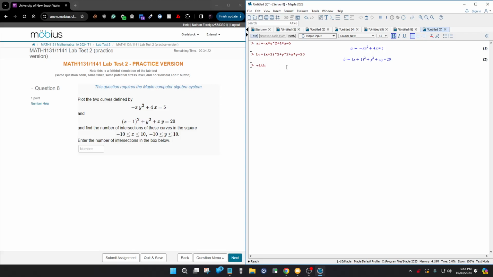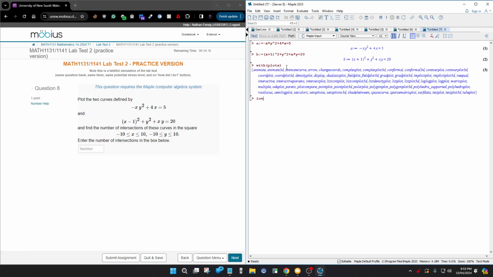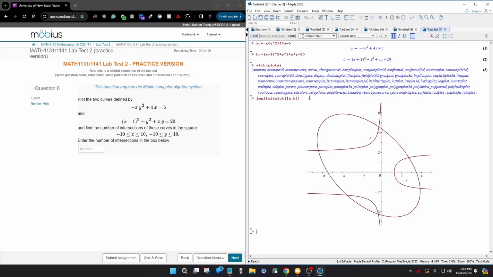And then we want to do plots, and then implicit plots. We want to put our set notation. I think it's set notation, but I don't know. I'll learn maybe, so make a future.